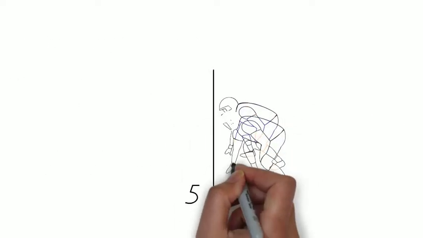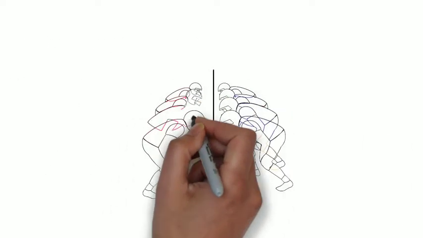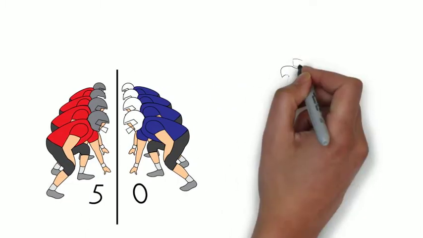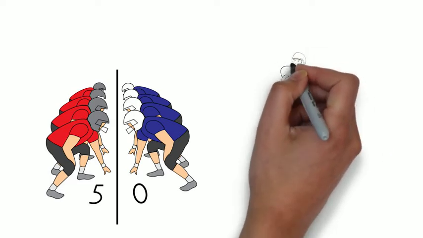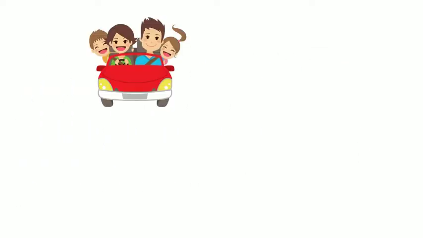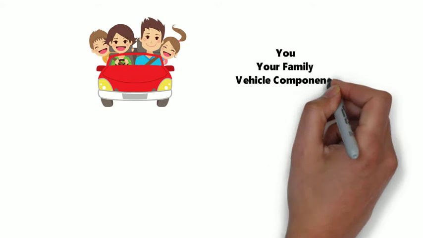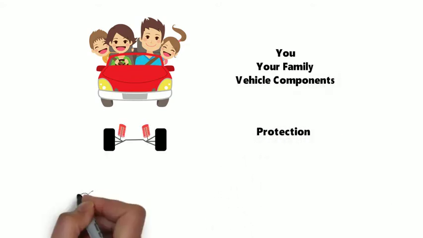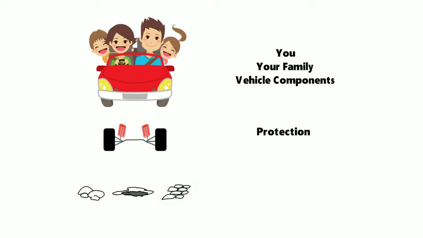To really understand your suspension system, think of it like this. In football, you have an offensive line that takes a pounding every single game. They are the first line of defense from the other team, and their job is to protect the quarterback. You and your family and the vital components of your vehicle are the quarterback. The suspension system is a line of protection from the potholes, bumps, curbs, and uneven roads that you encounter on a daily basis all year long.